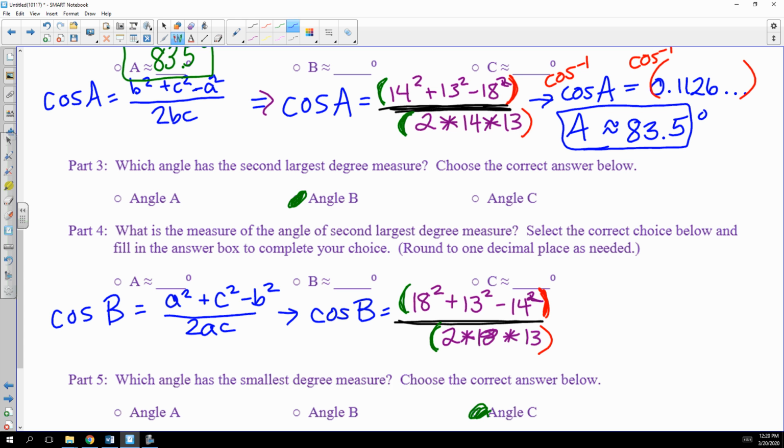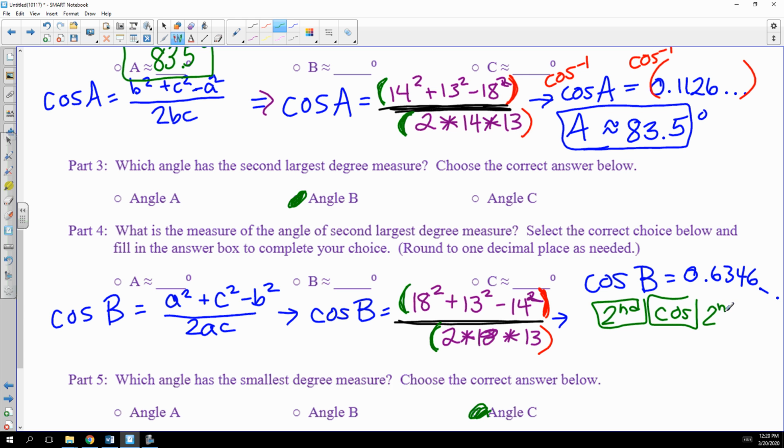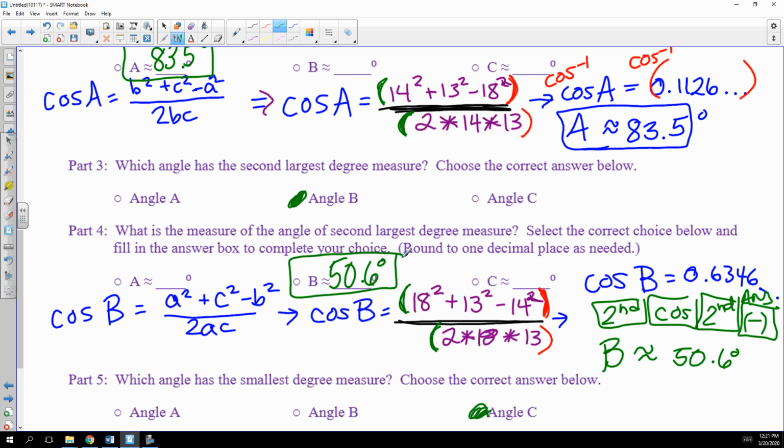And then I'm going to get cosine of B. Cosine of B is going to be something like 0.6346, yada, yada, yada. And then I'm going to press on my calculator. The keystrokes are going to be second, cosine, second, answer for that negative key to give you the answer, and that's going to take the inverse cosine of that answer, and you're going to get B is approximately 50.6 degrees. So you would type that into the box that's given for B, the second largest angle.